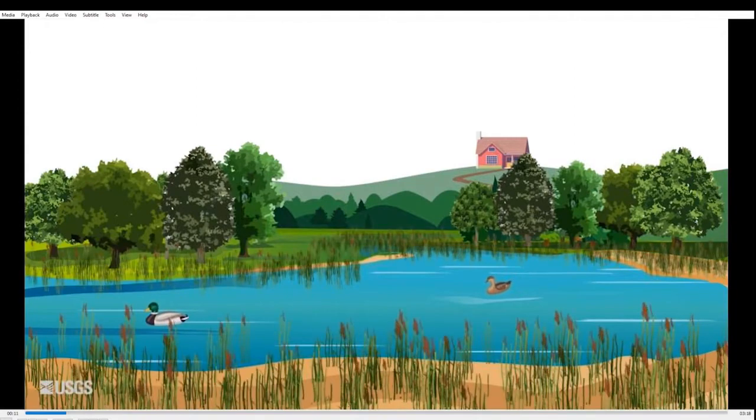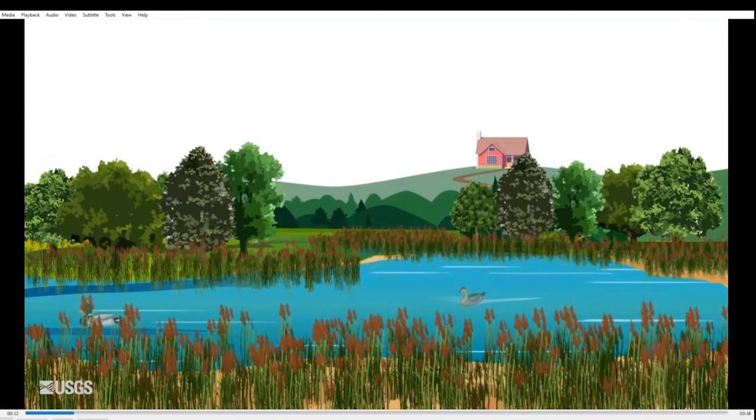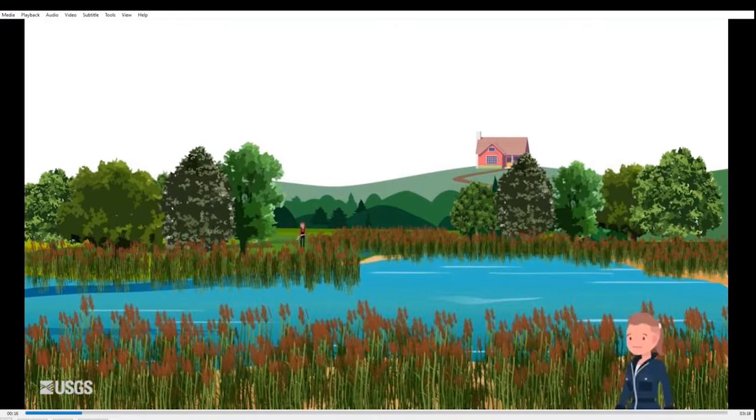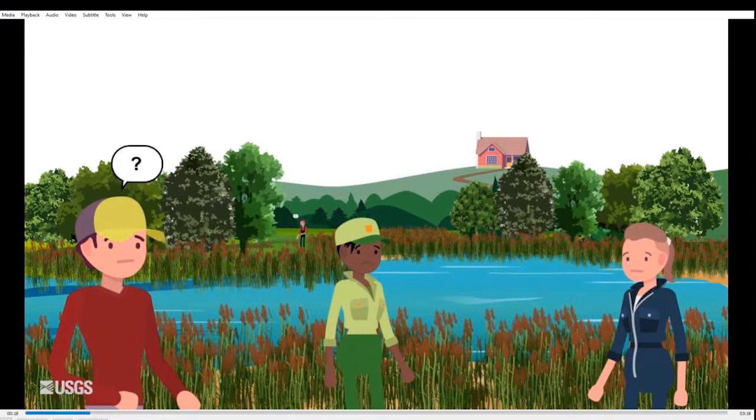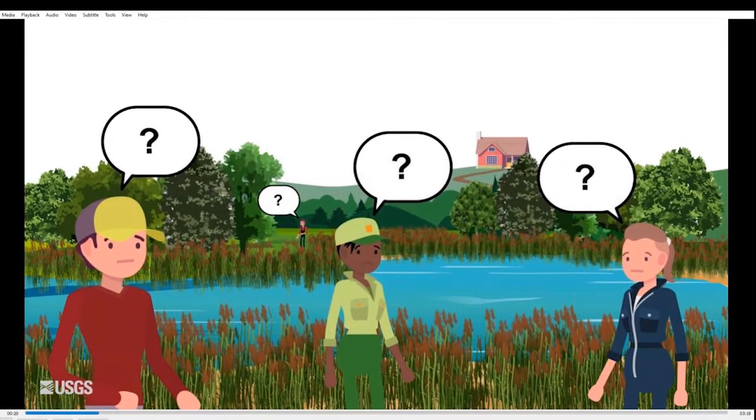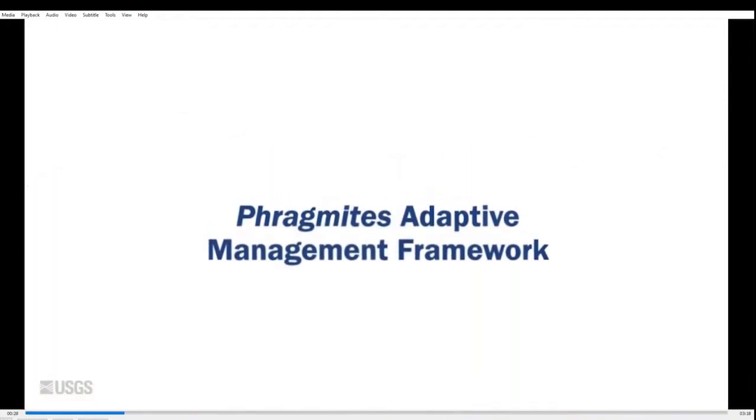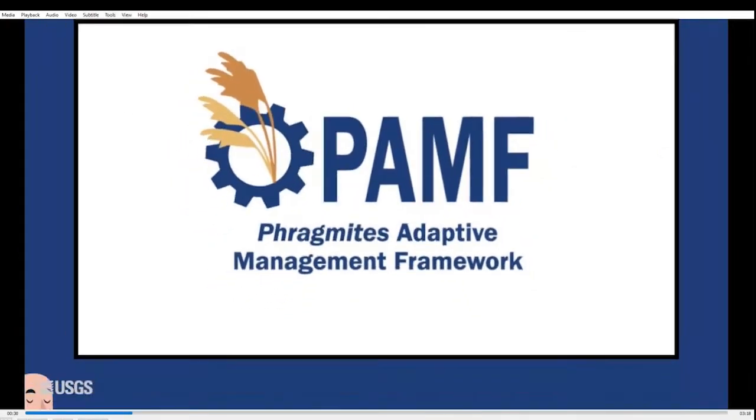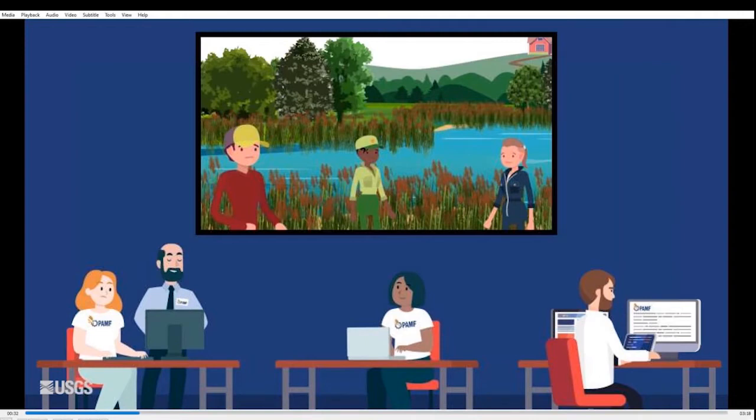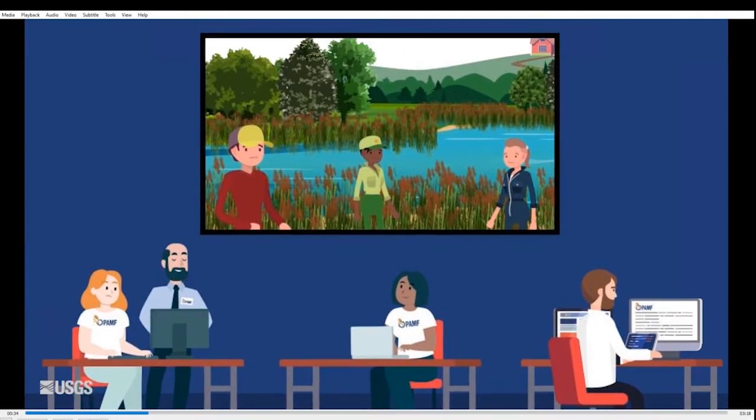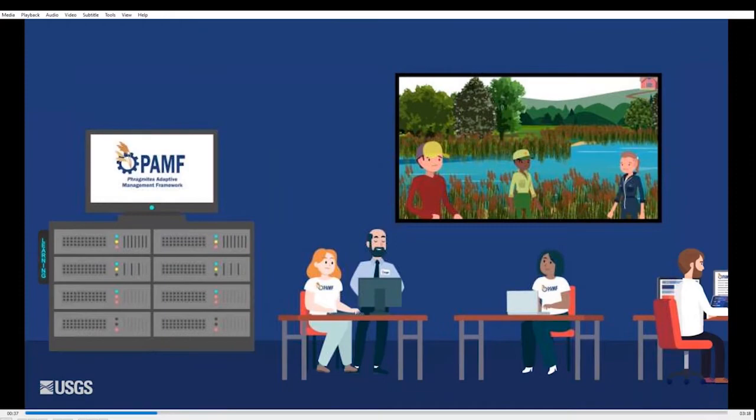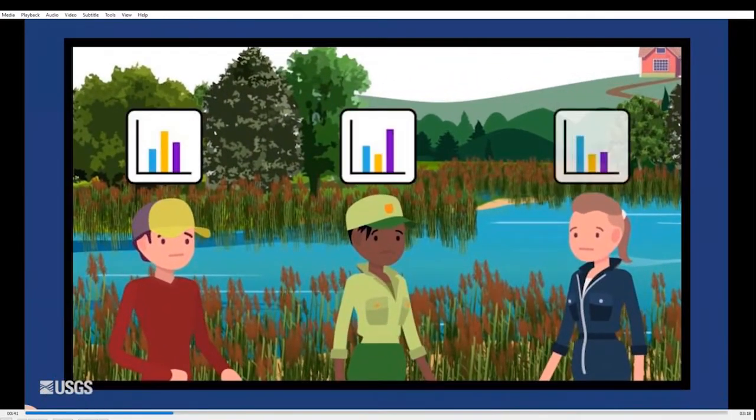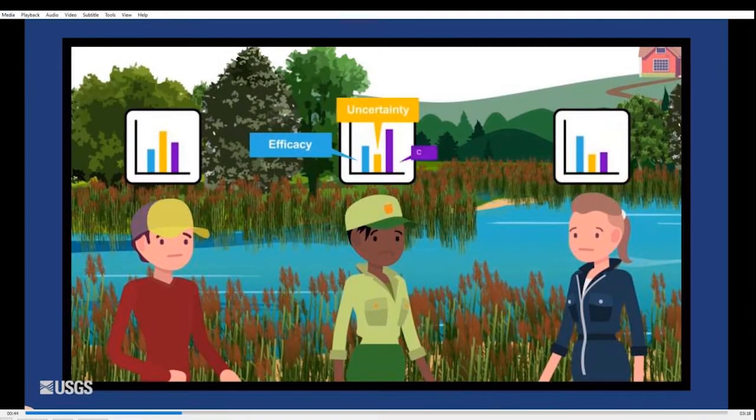Non-native Phragmites australis, or common reed, is invasive in the Great Lakes Basin, and controlling it can be expensive. Because it often isn't clear what management approaches will succeed, many managers are interested in science-based decision support. The Phragmites Adaptive Management Framework, or PAMF, invites Phragmites managers to contribute to and benefit from collective learning. At the core of the program is a mathematical model that weighs the same factors that you might consider when managing Phragmites, trade-offs between efficacy, uncertainty, and cost.